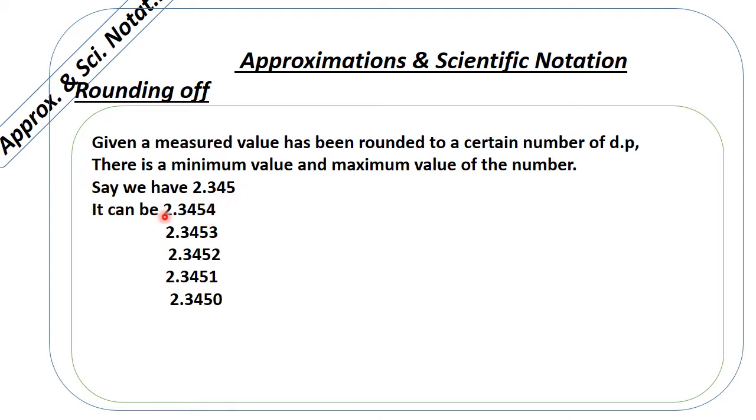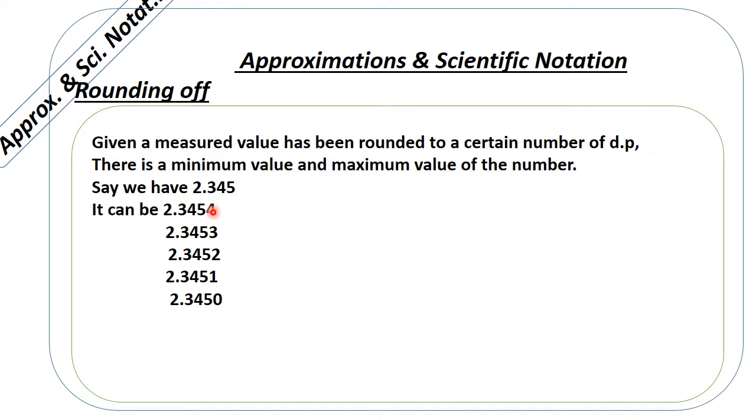Now if you look at the pattern, I was reducing from 4, 3, 2, 1, 0. So what about if we put 5 here? If we put 5 here, 5 is not less than 5, so when we round it off, it will become 6. So 2.345 cannot be represented by 2.3455, because when you put 5, this becomes 6 and this will be 2.346. So the maximum number possible is 2.3454.